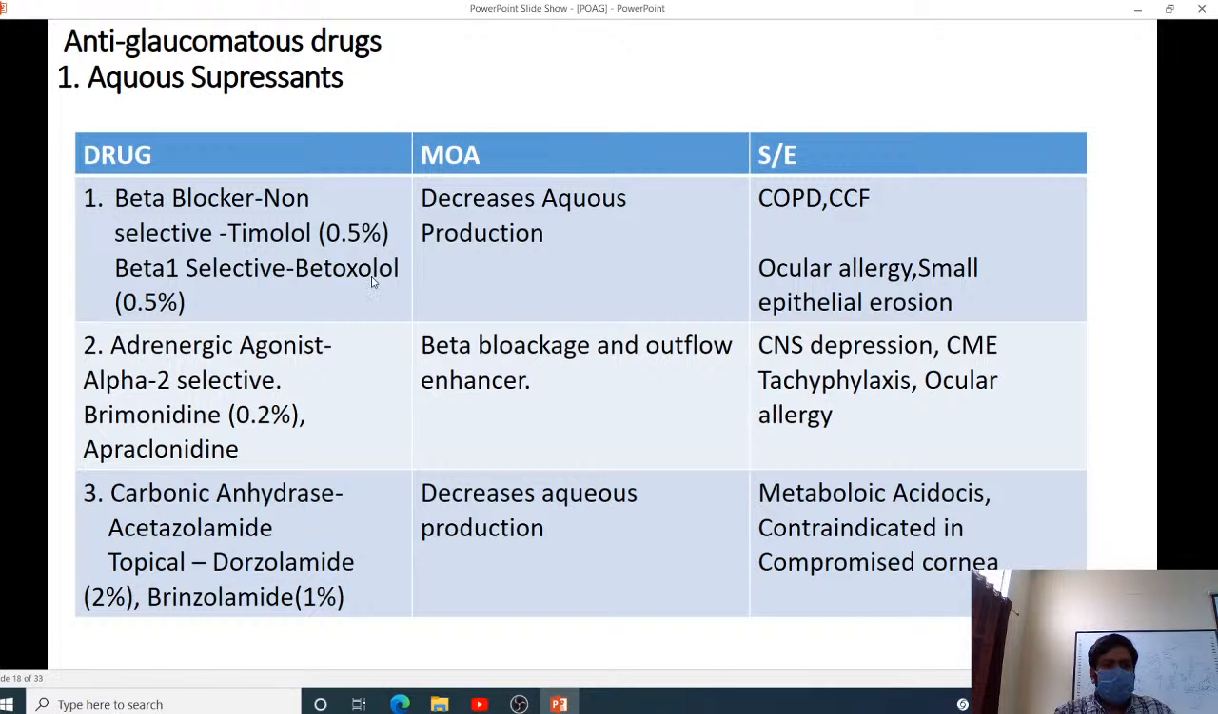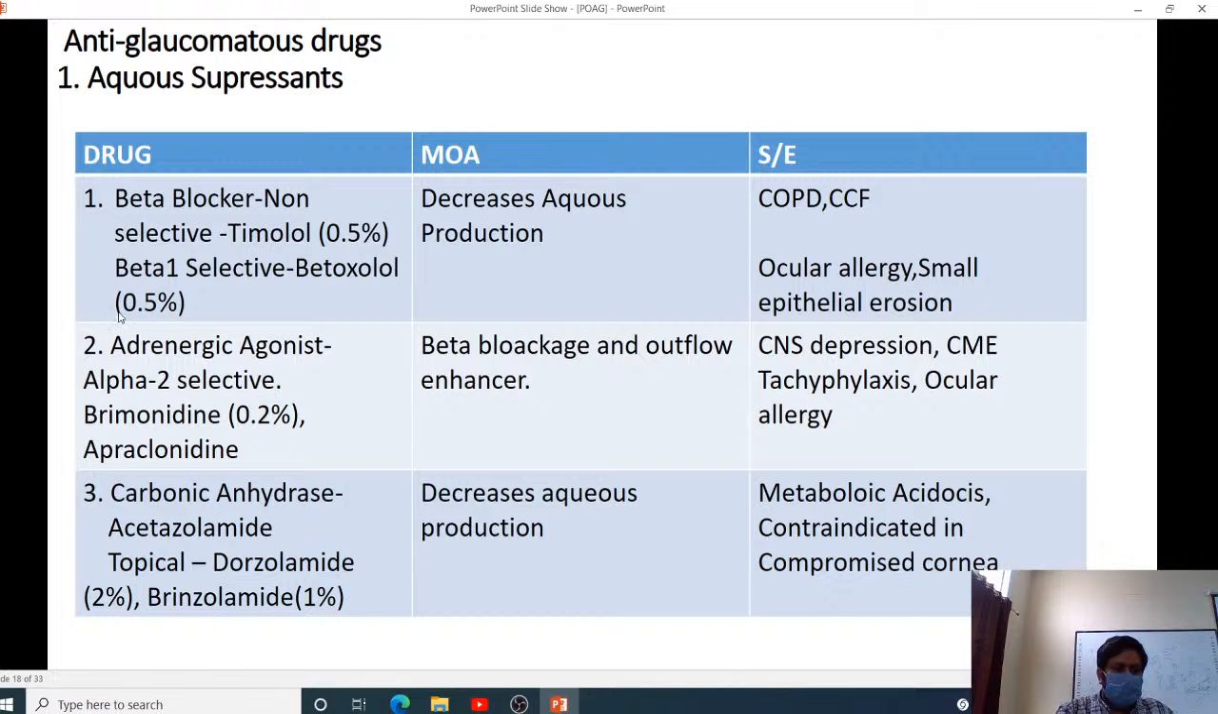And the beta 1 selective drug is betaxolol 0.5%. It causes ocular allergy and small epithelial erosion. Because timolol is the cheapest drug available, we mostly start with this drug. So if a patient has any heart problem or any lung problem, we must not give them timolol. That's what you should remember.